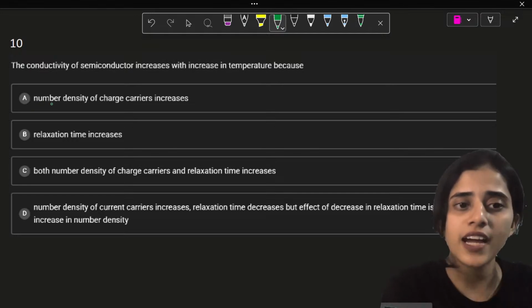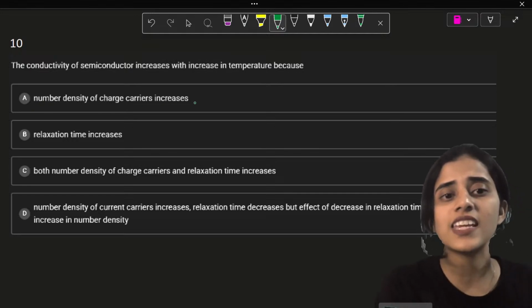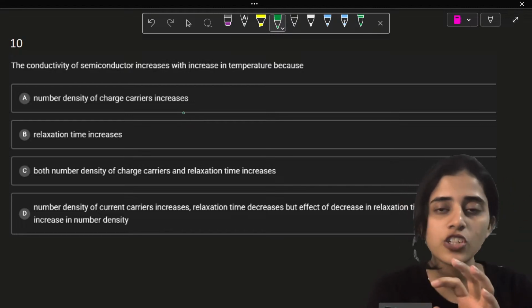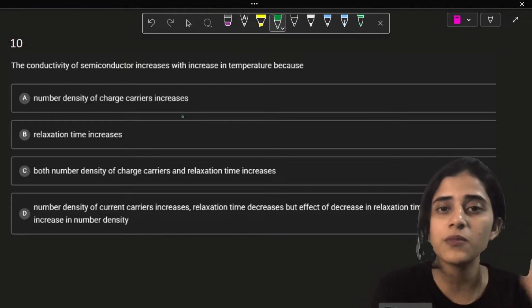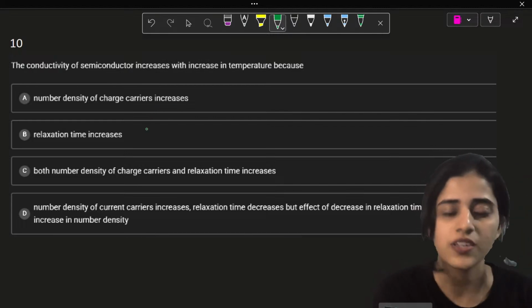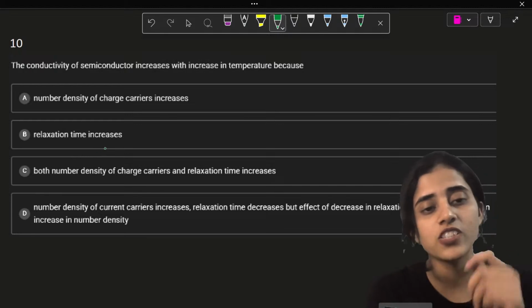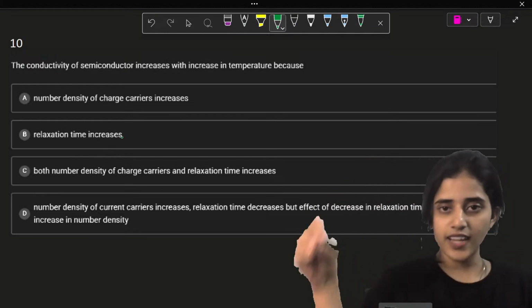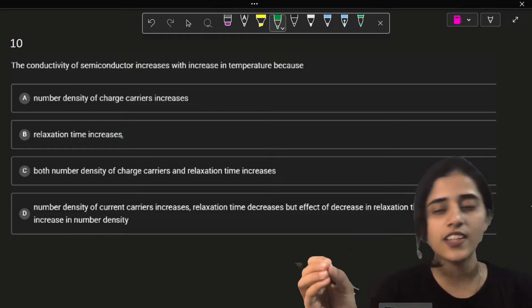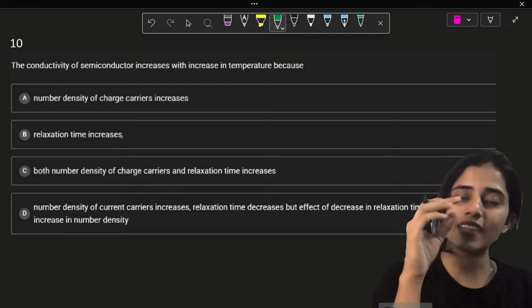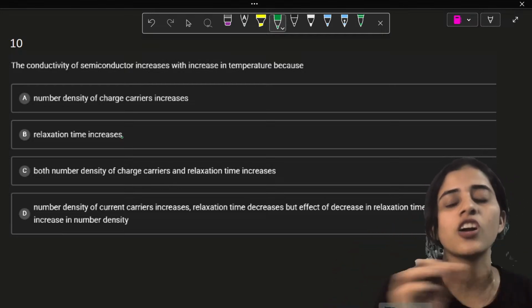Option A. Number density of charge carriers increase. That means imagine initially there were 10 electrons. After it is heated, it becomes 20 electrons. So the number of electrons increased is the first option. Second option, relaxation time increases. What is relaxation time? Electrons are all moving, and when they move, they collide. So the time between two collisions is called relaxation time.